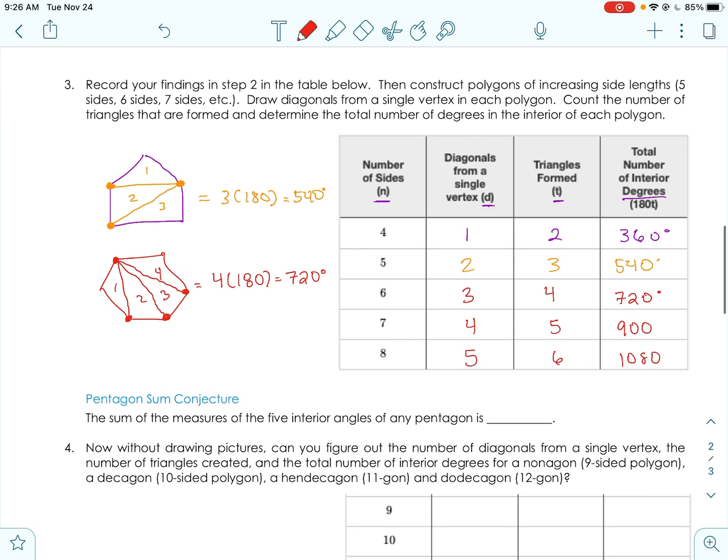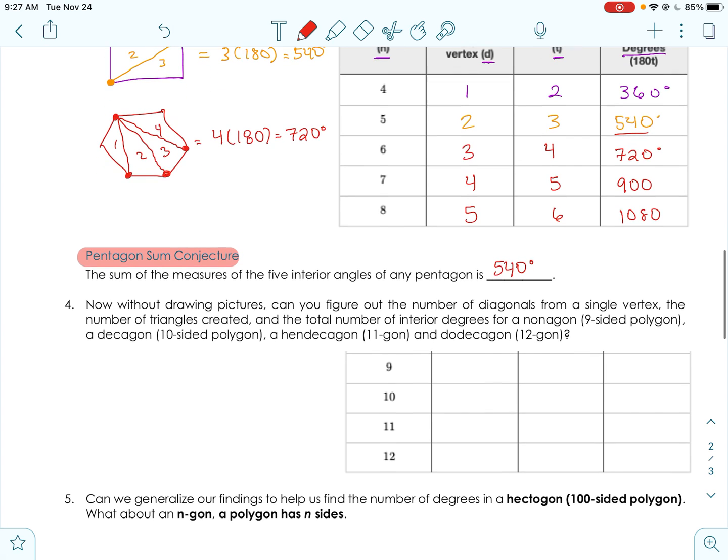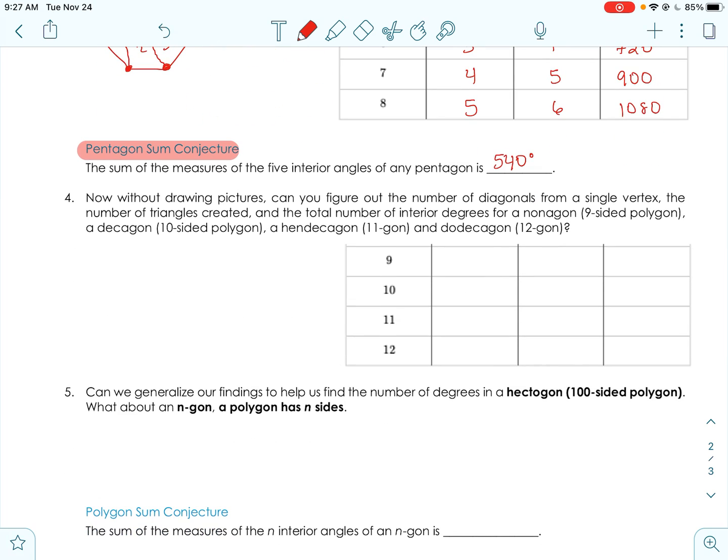Now, if you look at this, we have what we call the pentagon sum conjecture. The sum of the measures of the 5 interior angles of any pentagon is 540 degrees. And we could continue going on and on to have a hexagon sum conjecture, an octagon sum conjecture, and so forth. But our goal, again, is to come up with a way to figure out the measure of the interior angles of any shape.